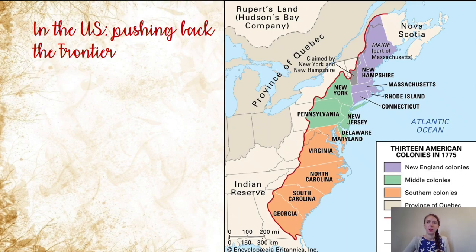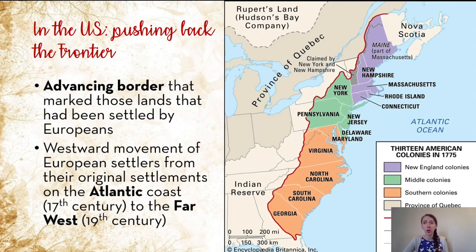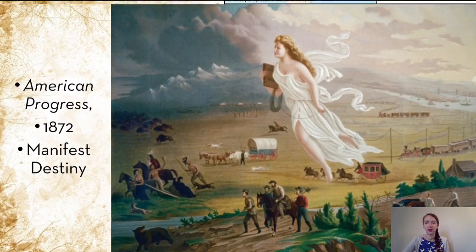Now, speaking of the question of expansion, a short couple of words about the frontier in the US. We've tackled a few moments ago the question of the colonies, then the loss of the American colonies. So now we refocus on the other side of the Atlantic. And we discussed the notion of the frontier with a capital F. It's that idea of the advancing border that marked lands that had been settled by European settlers. There was a westward movement of those settlers from their original settlements on the Atlantic coast towards the far west, which took decades and decades.